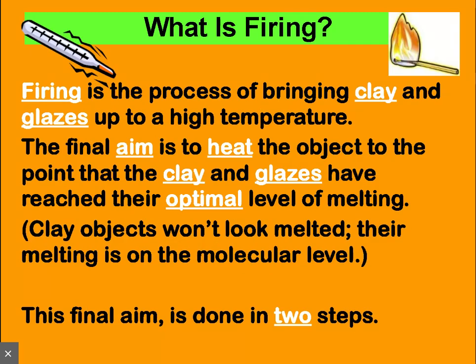Firing is a process of bringing clay and glazes up to a high temperature. The final aim is to heat the object to the point that the clay and glazes have reached their optimal level of melting. Clay objects won't look melted; their melting is on the molecular level. The final aim is done in 2 steps.